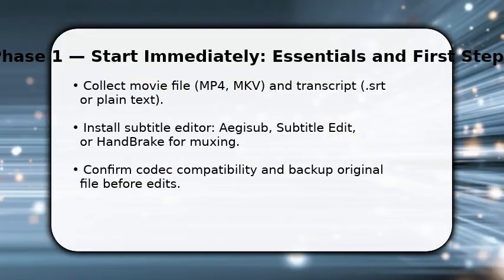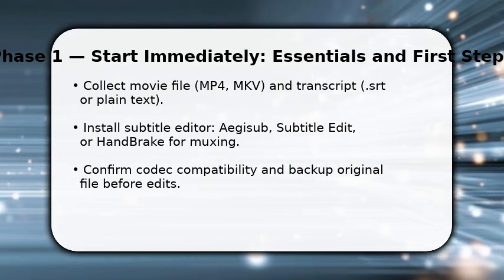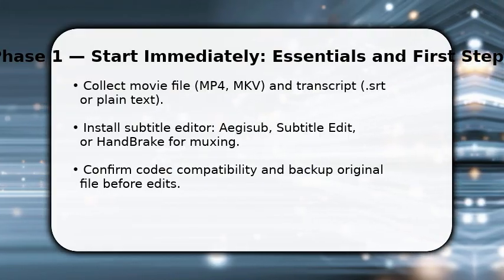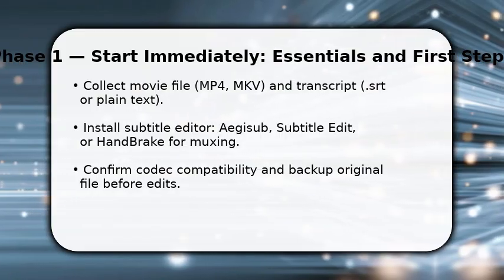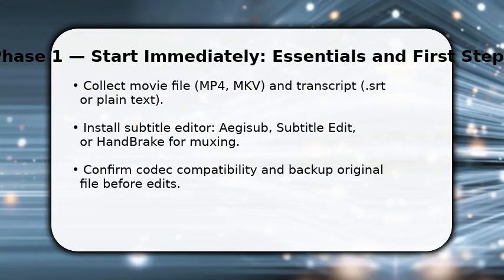You start by preparing what you need: the movie file and a transcript. Open your subtitle editor, load the video, and import the transcript so timing can begin. Once loaded, set the frame rate to match the video. This keeps sync stable. Make a quick 10-20 second pass to mark scene boundaries because timing anchors reduce drift.